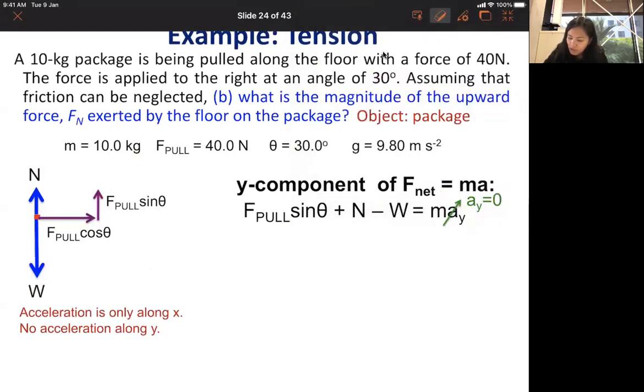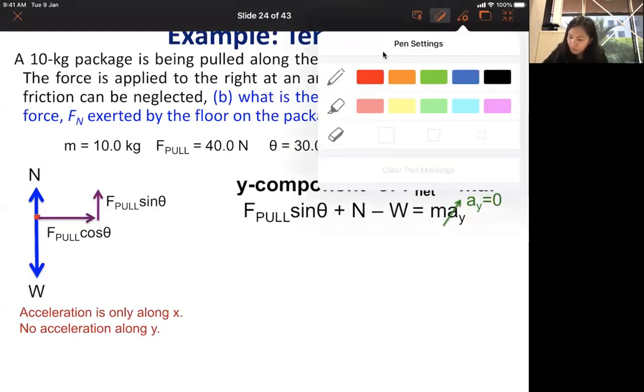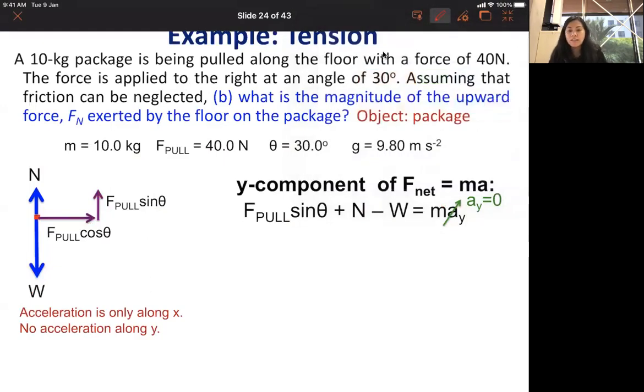So the acceleration along the y would be 0. In this case, let me just tidy up. Acceleration is equal to 0, so we can simplify this. F pull sine theta plus N minus W is equal to 0. Okay. And then we want to find the normal force, so we need to isolate the normal force.